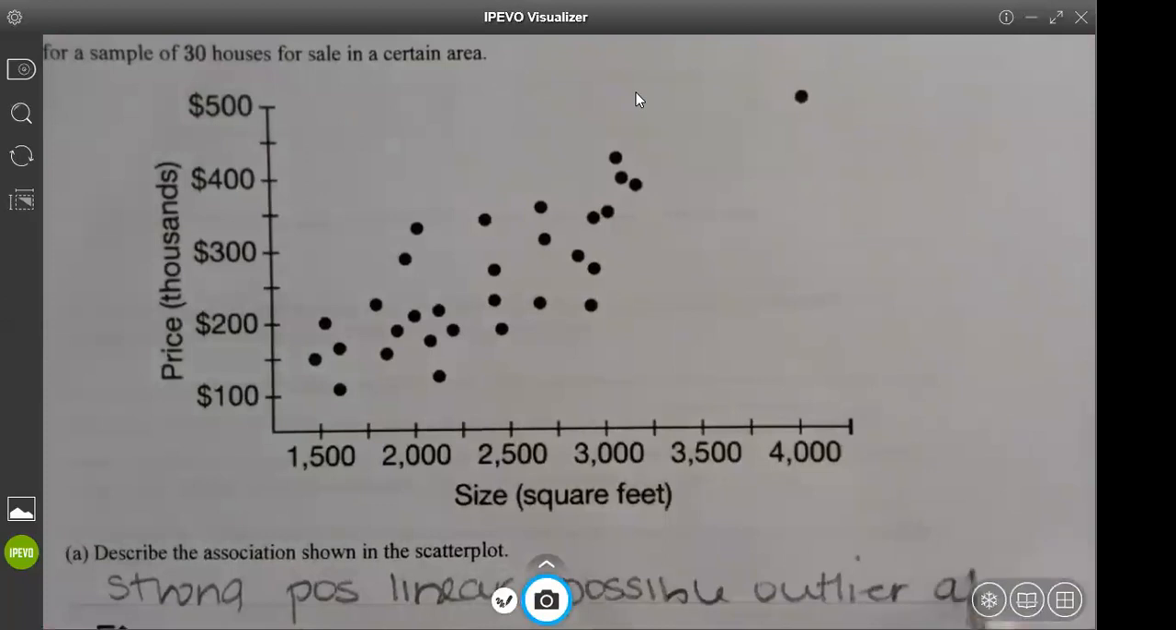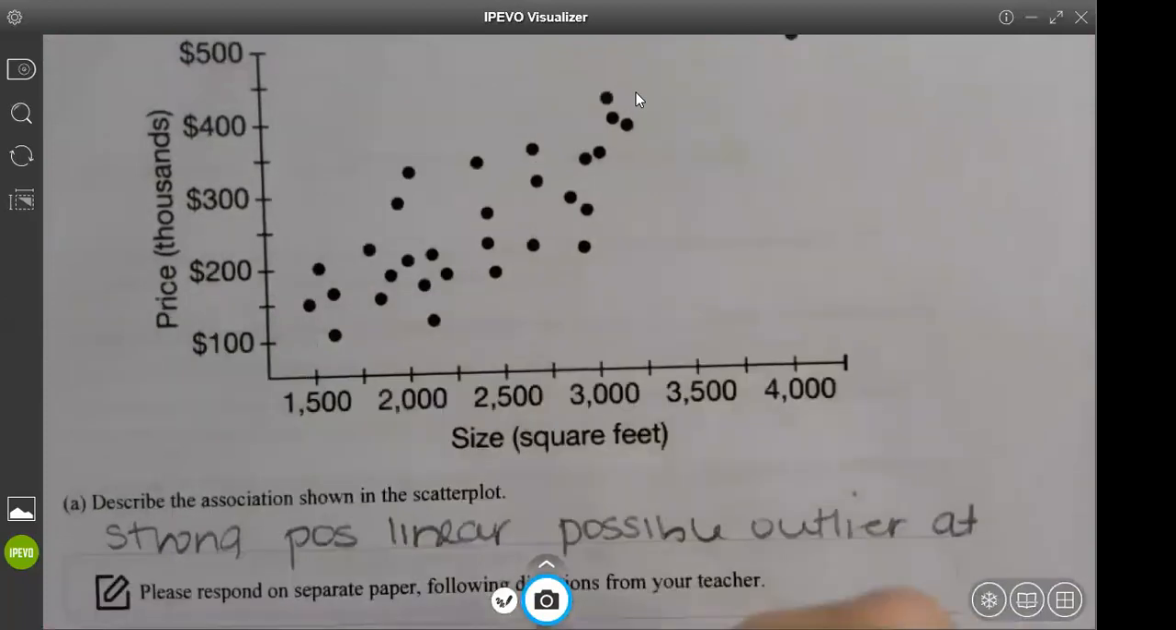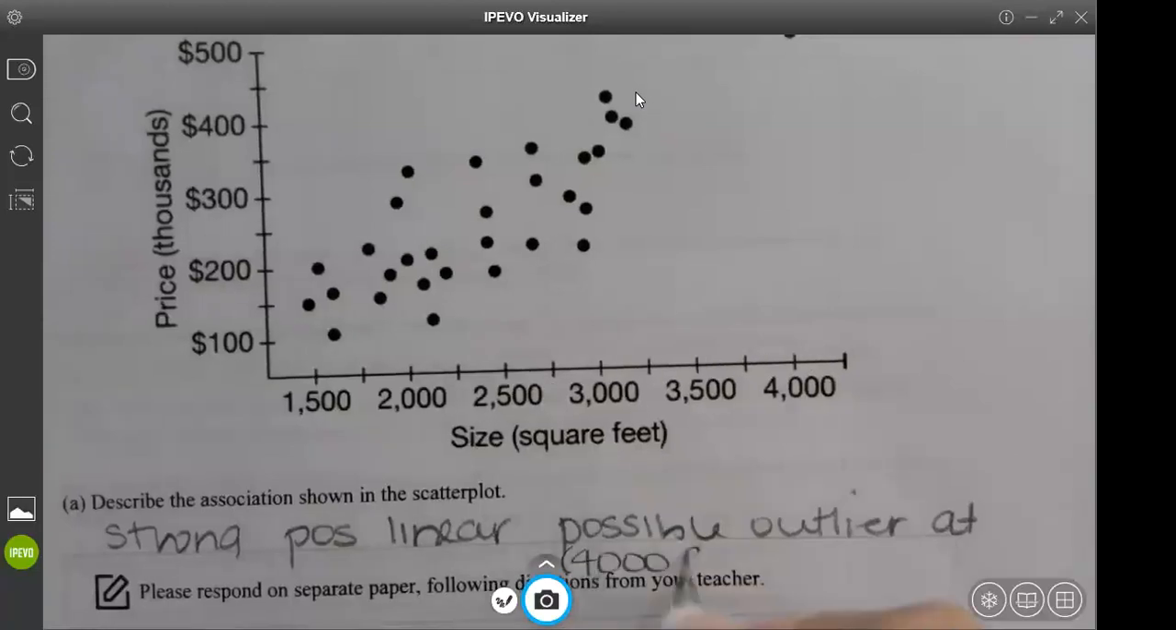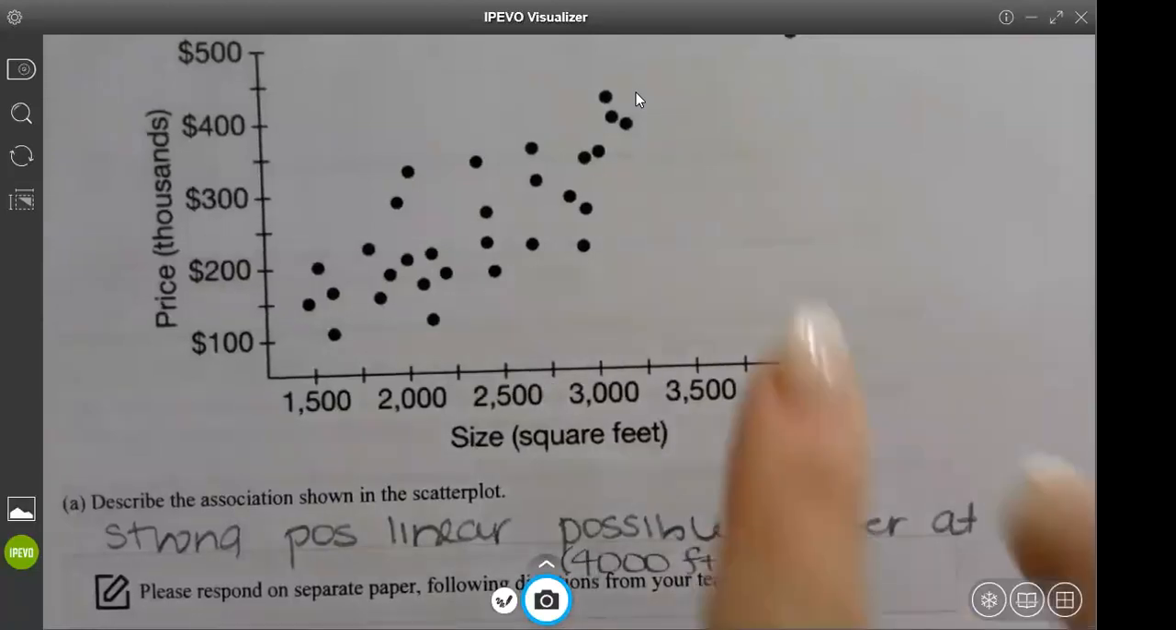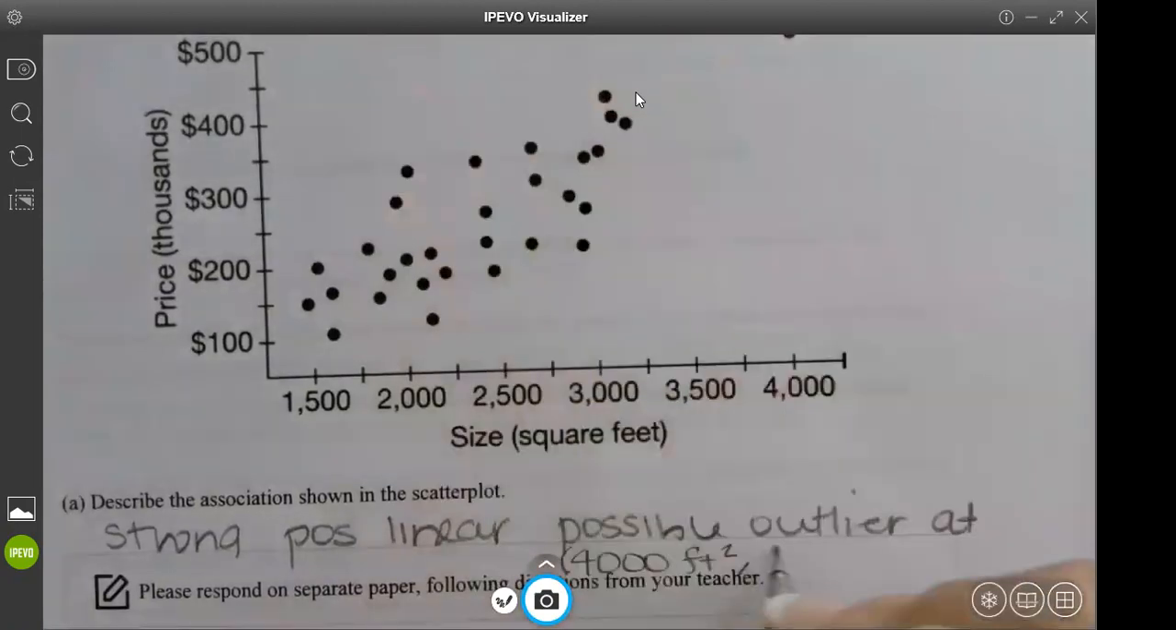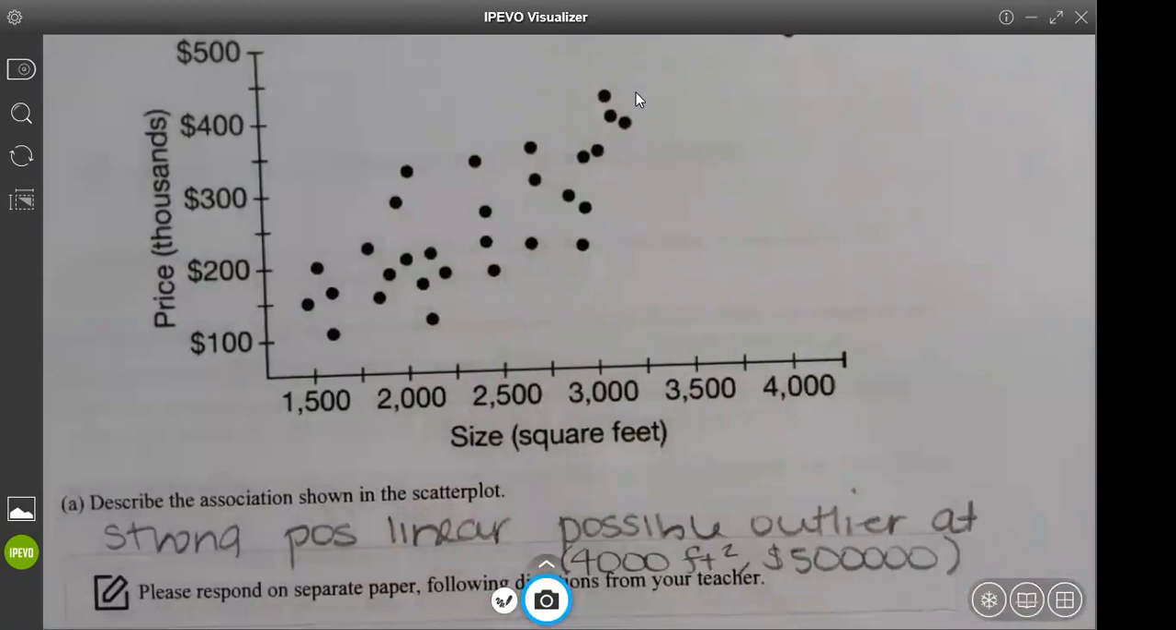At, I said 4,000 feet squared, comma, $500,000. Very good. That's it. That's all you need. Just make sure you identify outliers or anything that's weird from the data.